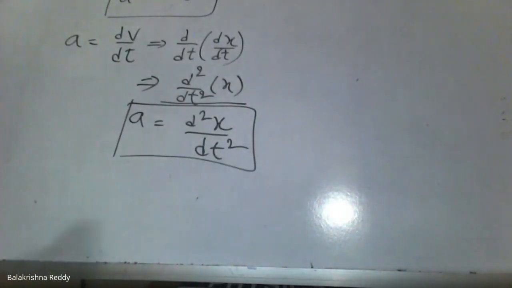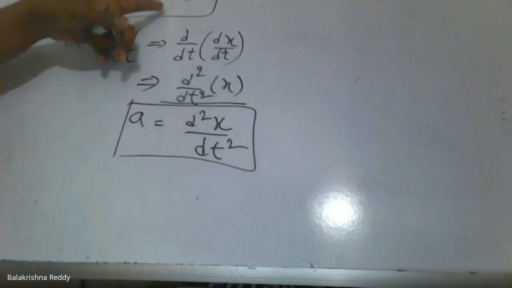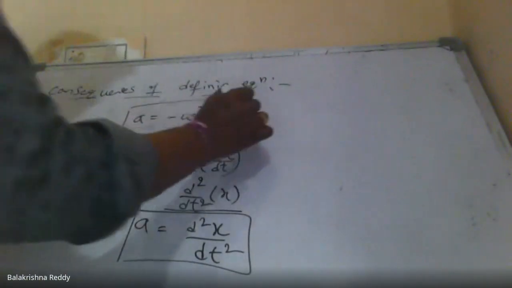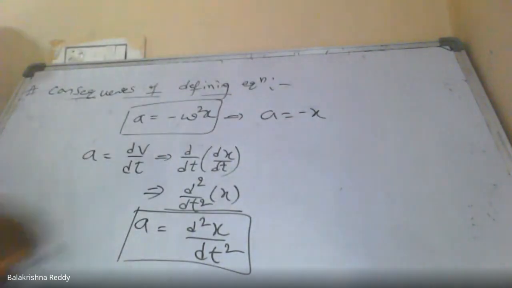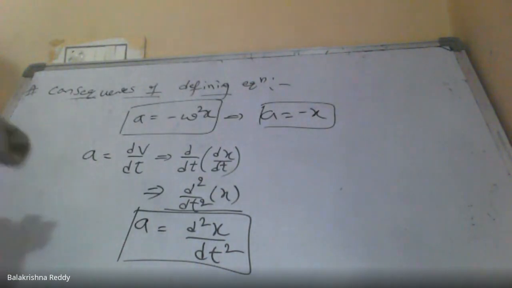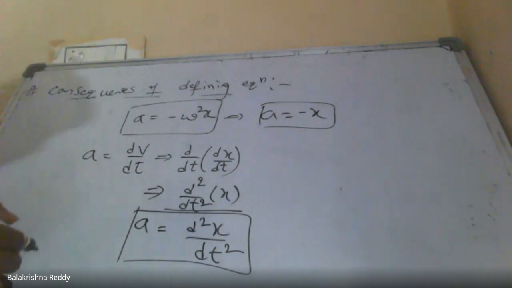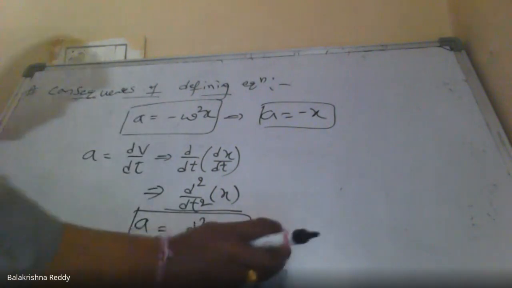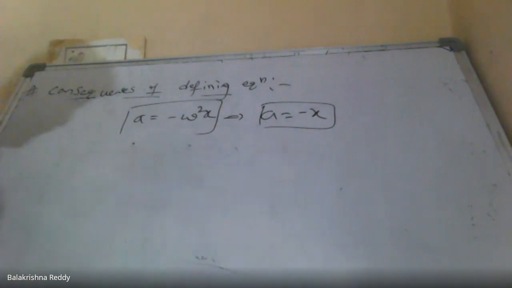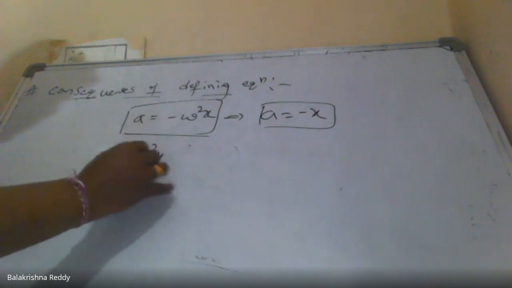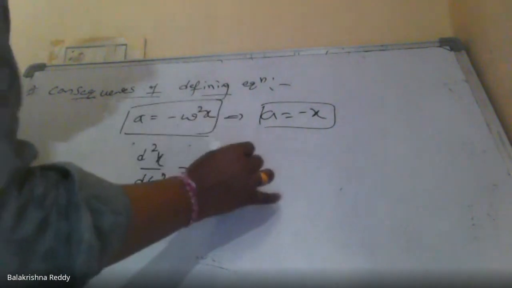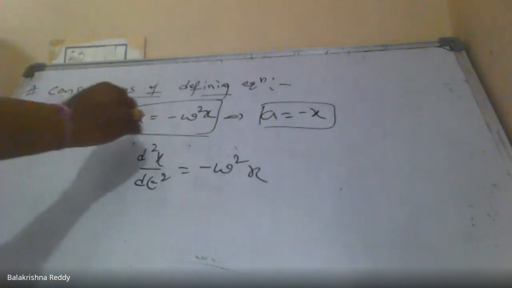Now there is a standard differential equation for oscillatory motion. What was the condition? I said the condition a equal to minus omega square x is the condition for simple harmonic motion, which is directly proportional to negative displacement, where omega square is a constant. So I can express a as d square x by dt square. In the place of a, I am going to write d square x by dt square equals minus omega square x. Can I write like this?